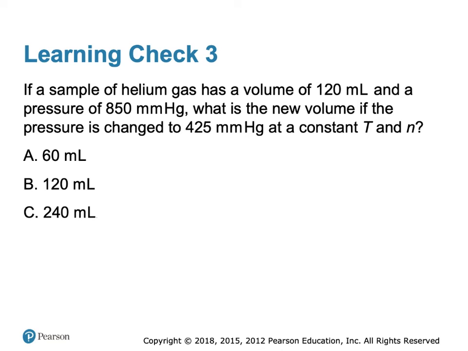If a sample of helium gas has a volume of 120 mL and a pressure of 850 millimeters of mercury, what is the new volume if the pressure is changed to 425 millimeters of mercury at a constant temperature and amount? So now we are decreasing the pressure, so our answer should have an increase in volume. So without even needing to do a calculation, we can get rid of choice A and choice B and find that choice C is the answer because it's the only one that shows an increase in volume.